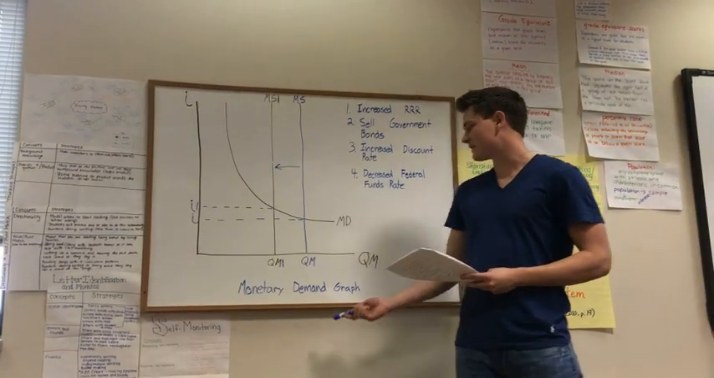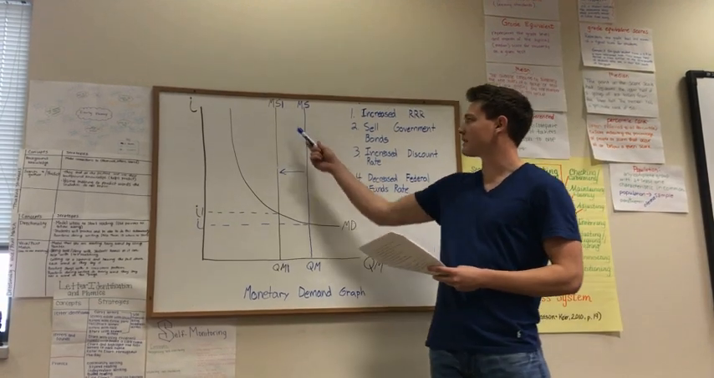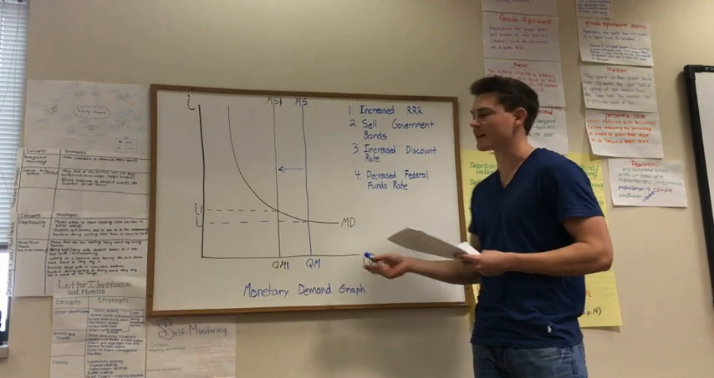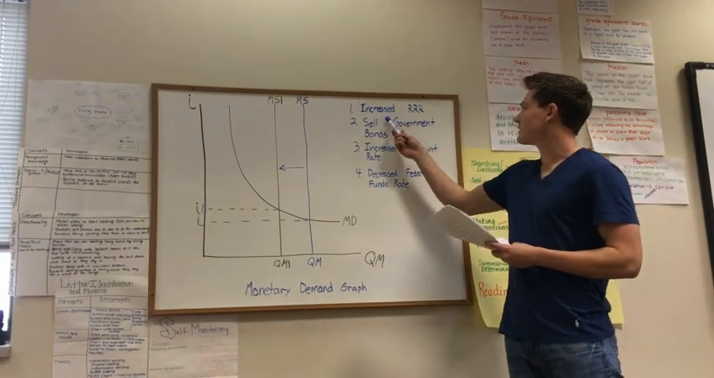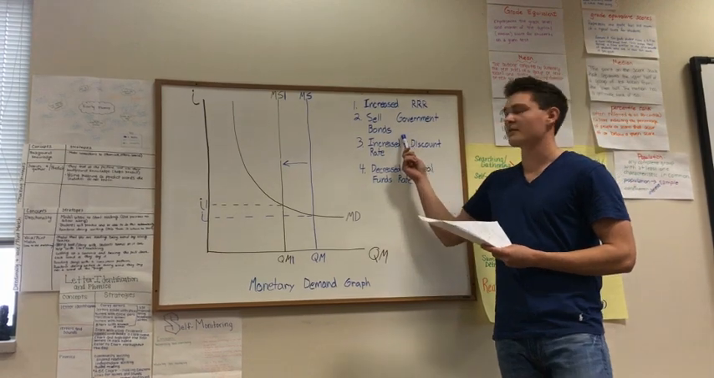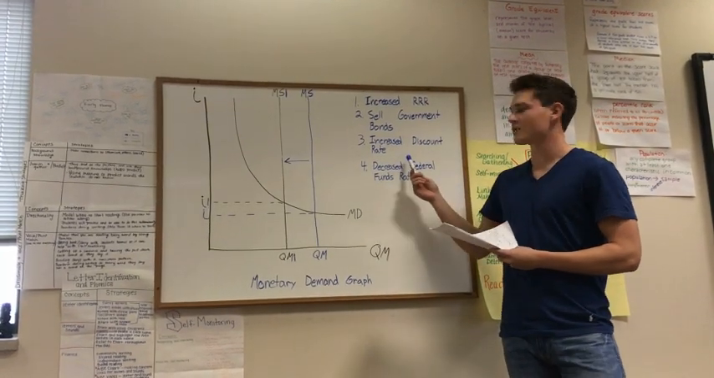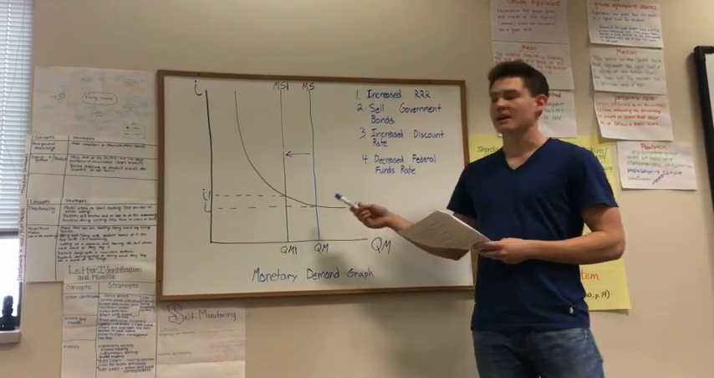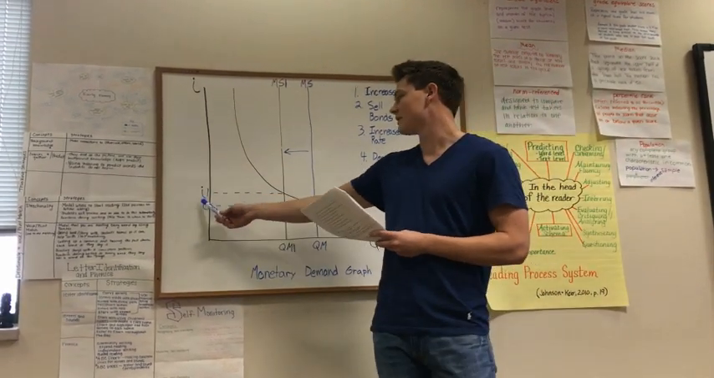So here we have the monetary demand graph where the money supply shifts inward, and this is caused by one of 4 things again. An increase in reserve ratio, the selling of government bonds, increased discount rate, or a decreased federal funds rate. And again, this will increase the interest.